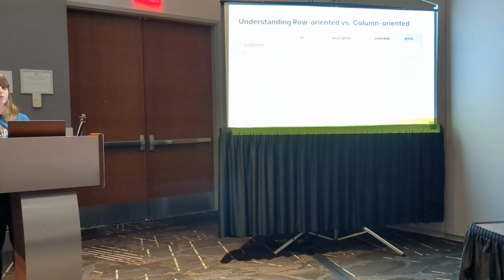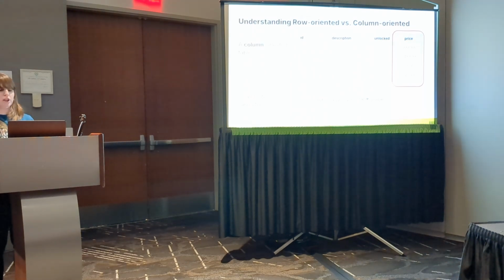It's not like it's impossible to do. You can do it, it's just not really what it's meant for. Because instead, in column-oriented, you start to break stuff up like this. You have an entire column of IDs, an entire column of descriptions, all your unlocks and all your prices. This is a very simple example. Normally you would have more things that look like the price, and fewer things like IDs.